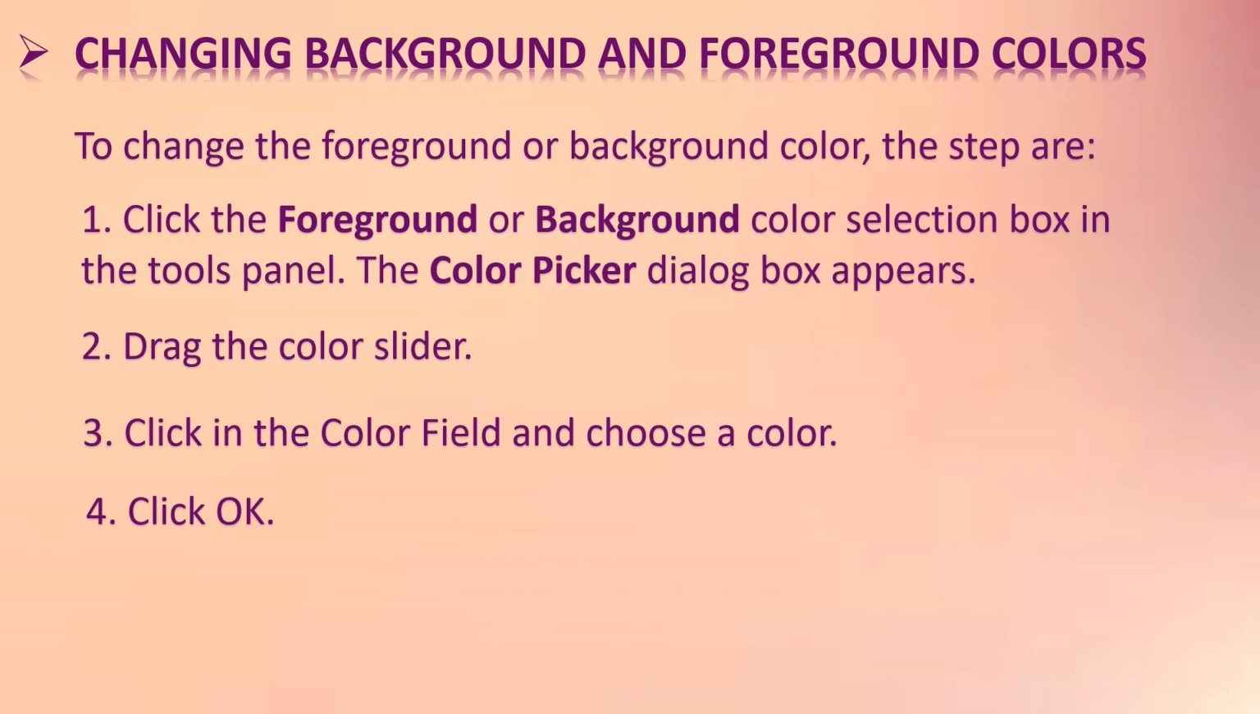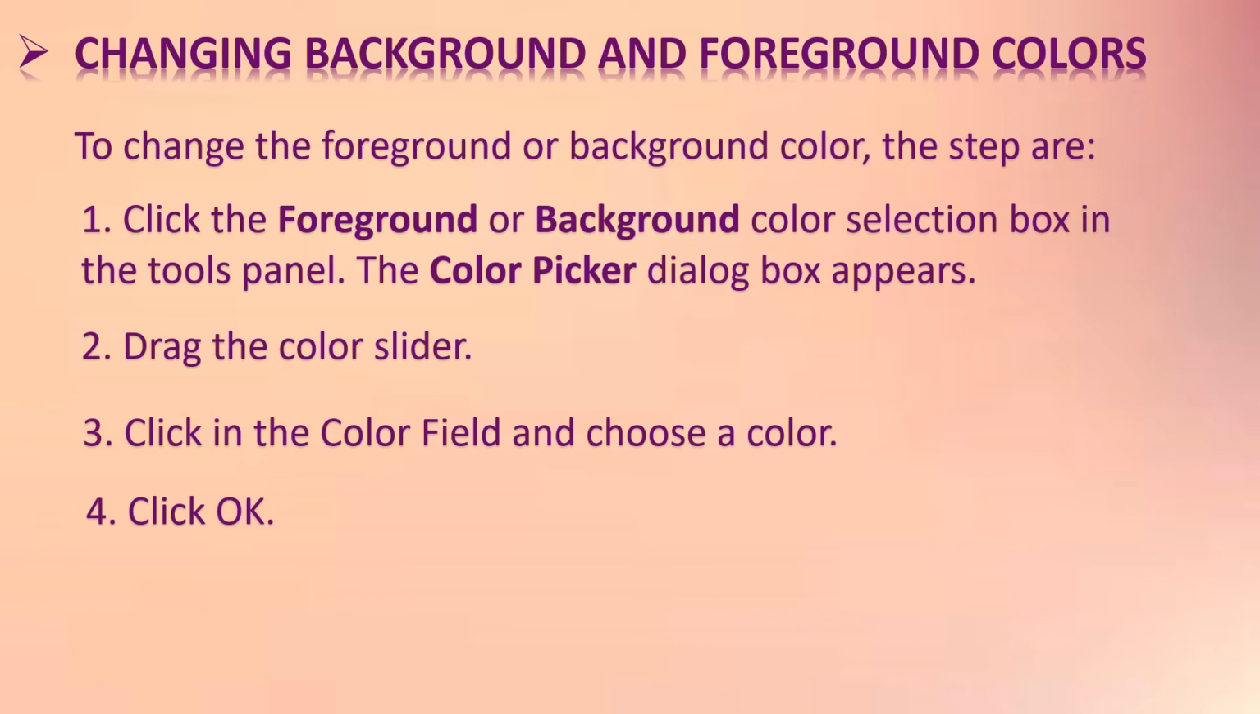How to change the background and the foreground colors. Photoshop uses the foreground color to paint, fill and stroke selections. The background color is used for gradient fill and for filling the erased areas of an image. The default foreground color is black. You can change the foreground or the background color using the eyedropper tool.